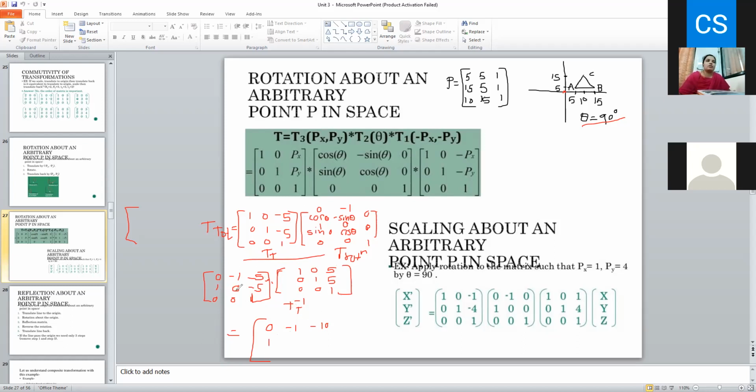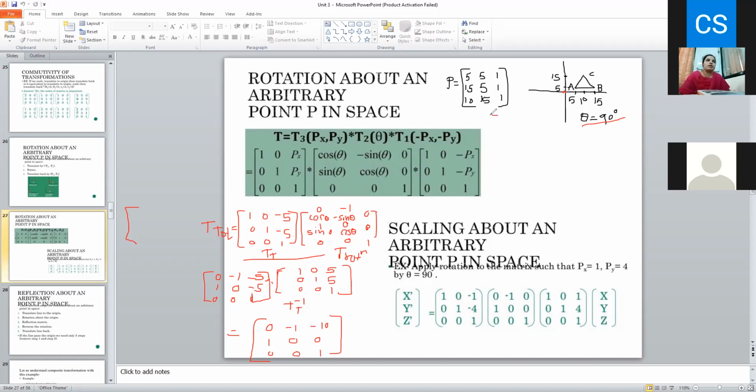Then 1, 0, the second row and second column, all zeros. The second row and third column is 5, minus 5. So it is 0. Then the third row, first column 0. Third row, second column is also 0. And third row, third column is 1. Okay, so this is your T total. And now you have to multiply P with this T total to get the final answer.